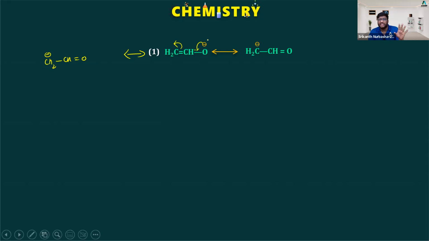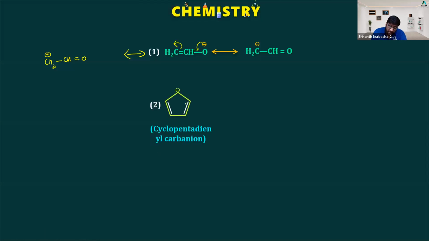I am writing all the resonating structures. Although you have written a lot of resonating structures, all of them will not have the same stability. The stability of resonating structures is decided based on some set of rules, which you are going to study just after writing the resonance structures.